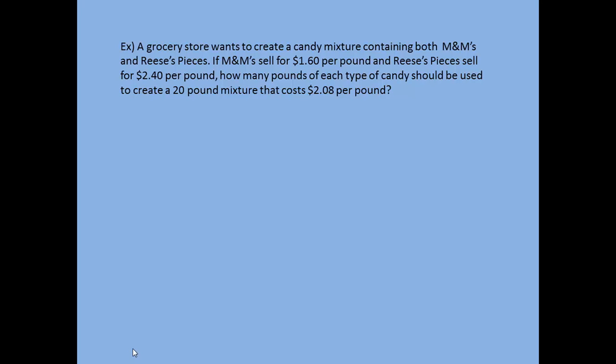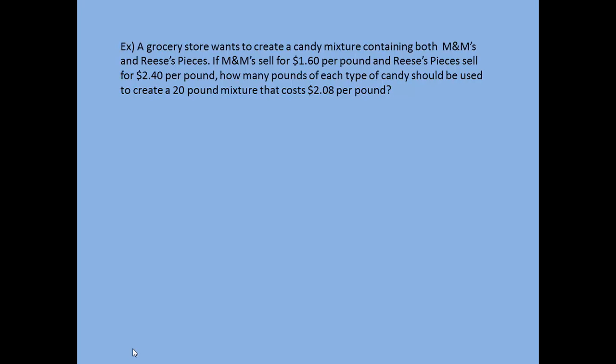So a grocery store wants to create a candy mixture containing both M&Ms and Reese's Pieces. If M&Ms sell for $1.60 per pound and Reese's Pieces sell for $2.40 per pound, how many pounds of each type of candy should be used to create a 20-pound mixture that costs $2.08 per pound?